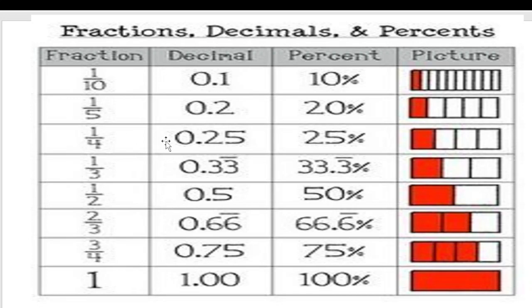Now let's learn fractions, decimals and percentage. Fraction 1 by 10 and percent 10%, we can say in decimal 0.1. Like if you have 10 boxes, it is 1 out of 10, 10%. 1 by 5 in decimal 0.2 and 20%. We have 5 boxes, it is 1 out of 5.